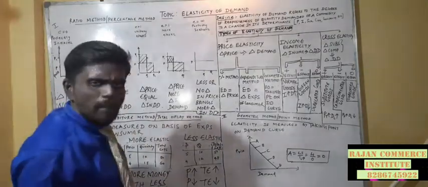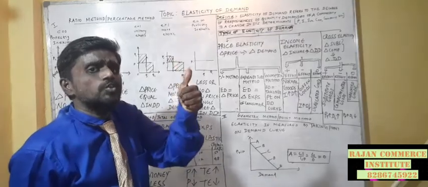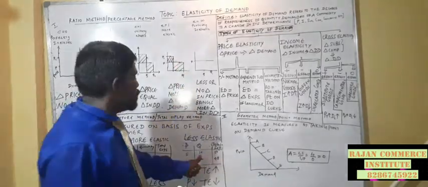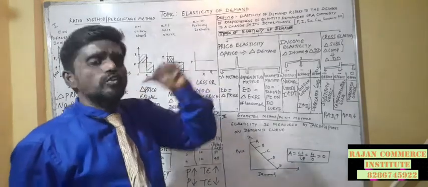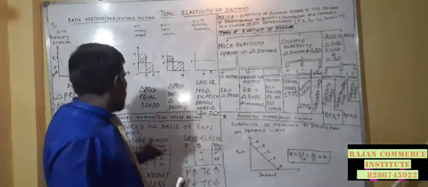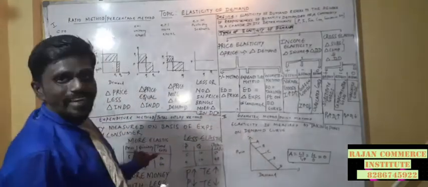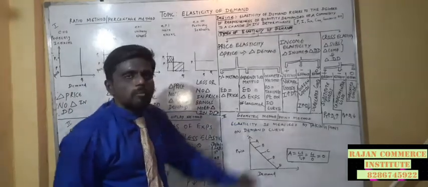Previously the price came down and the total expenditure increased due to the change in the price. Here the total expenditure is reduced, coming down. So this is less elastic, and previously it was more elastic. Okay, now come to the geometric method or point method.